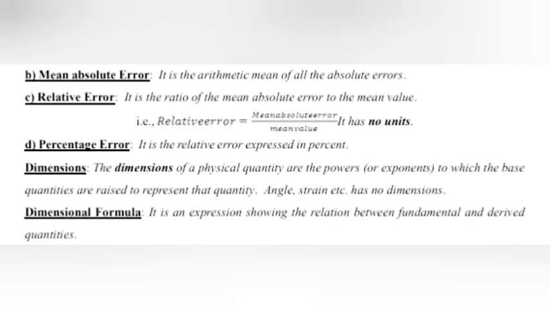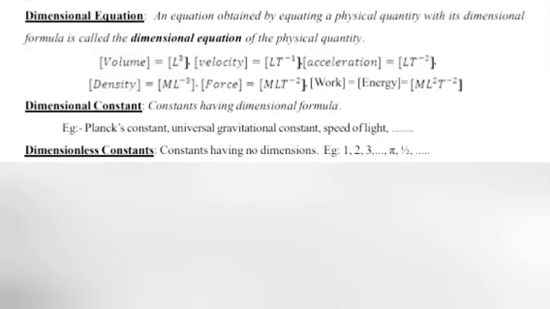Dimensions. The dimensions of a physical quantity are the powers or exponents to which the base quantities are raised to represent that quantity. Angle, strain, etc. have no dimensions. Dimensional formula. It is an expression showing the relation between fundamental and derived quantities. Dimensional equation. An equation obtained by equating a physical quantity with its dimensional formula is called the dimensional equation of the physical quantity.